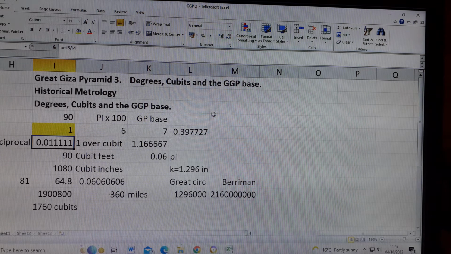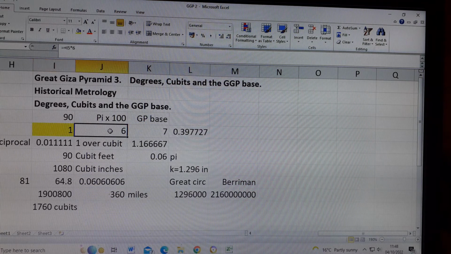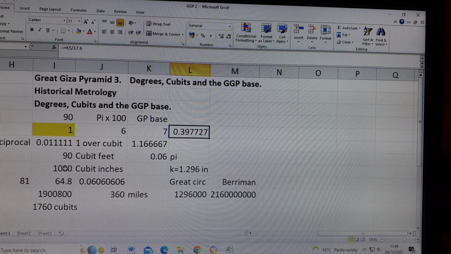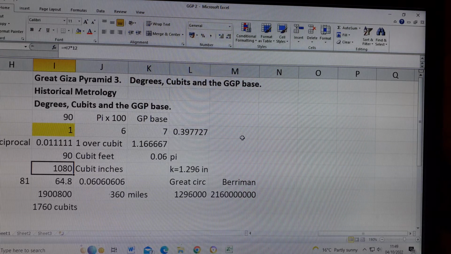Now pi in this arrangement is the degree multiplied by 6. Pi times 100 is the degree multiplied by 6. And the length of the GP base is the degree multiplied by 7. And the length of the GP base divided by 17.6 gives the cubit in inches. And this unit and this unit are not the same. And over this increasing value, they tend to get closer and closer together.